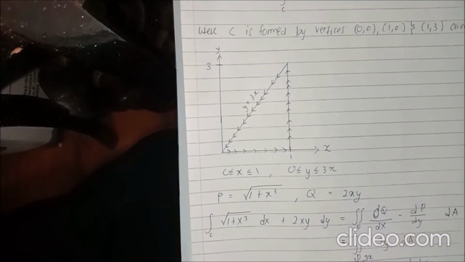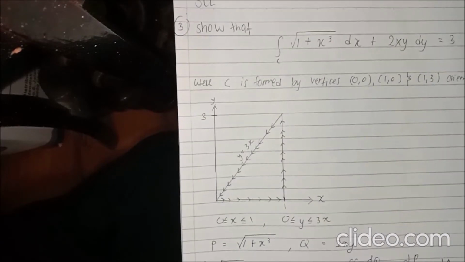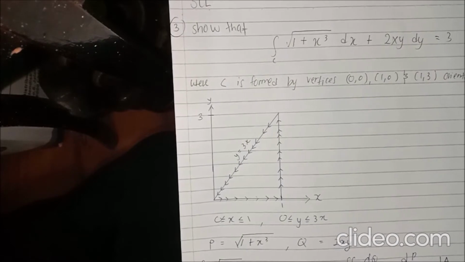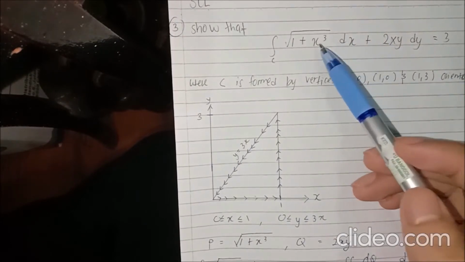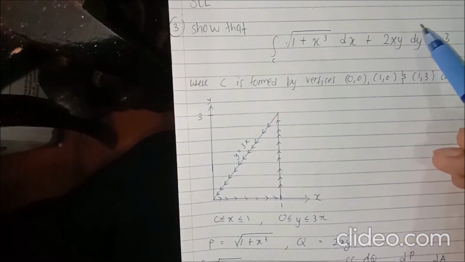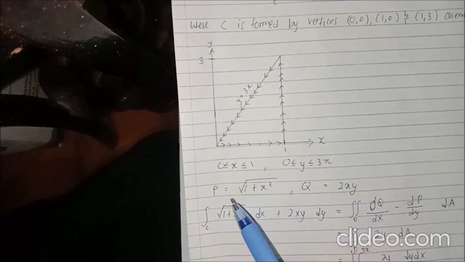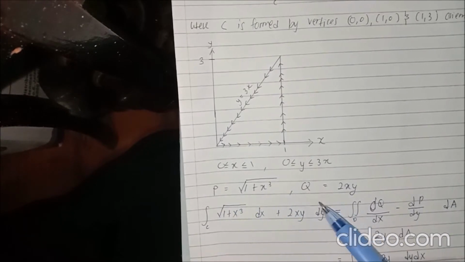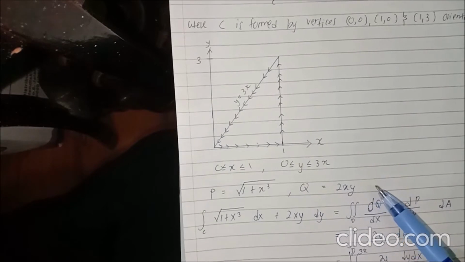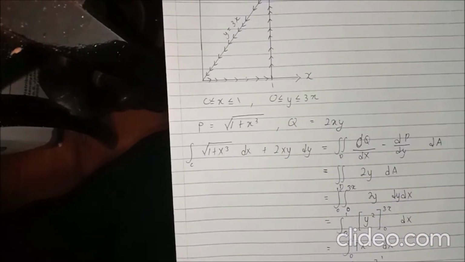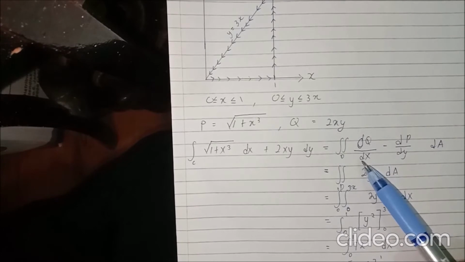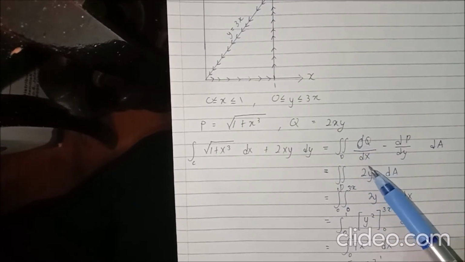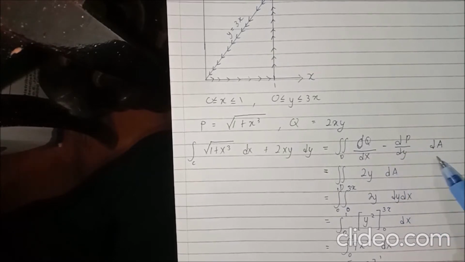Before starting the calculation, I determine which one is P and which one is Q. So this is P and this is Q, like what I wrote here. P is 1 plus x cubed and Q is 2xy. To start the calculation, we use this formula, which is the double integral of dQ/dx minus dP/dy dA.